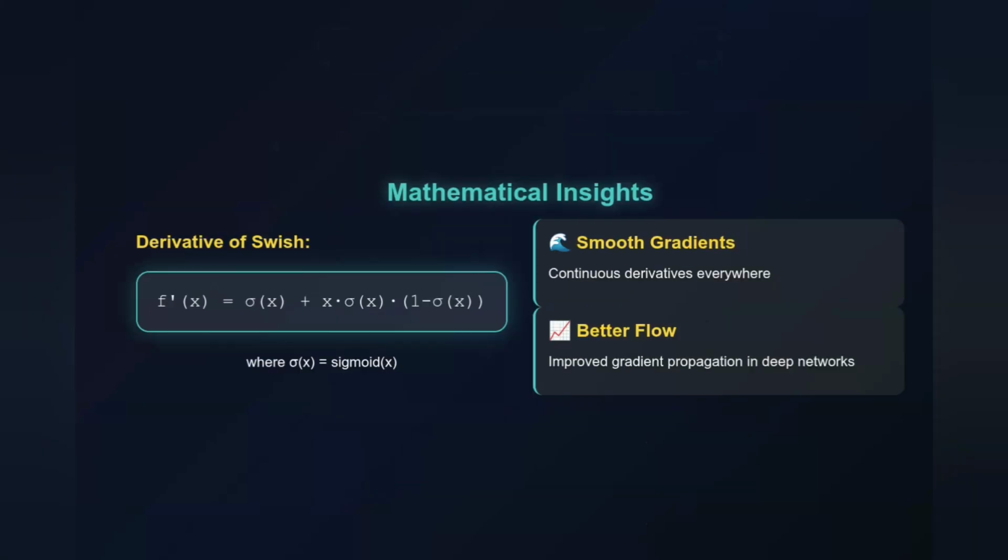Let's dive into the math for a moment. Don't worry, I'll keep it intuitive. The derivative of Swish is f prime of x equals sigmoid of x plus x times sigmoid of x times 1 minus sigmoid of x. This derivative has some fascinating properties. Unlike ReLU, which has a derivative of 0 or 1, Swish has a smooth, continuous derivative that can help gradients flow better during backpropagation. This smoother gradient flow is especially beneficial in very deep networks where gradient vanishing can be a problem.